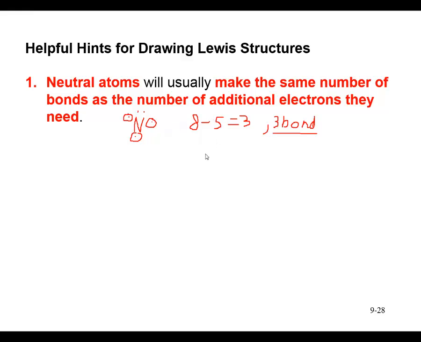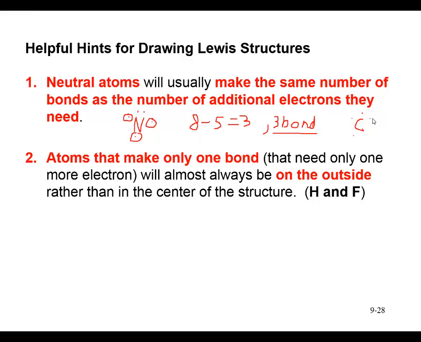This also shows us why carbon, which has 4 valence electrons and would need 4 more to fill those 4 half-filled orbitals, would often form 4 bonds. So that helps us make some really useful predictions.